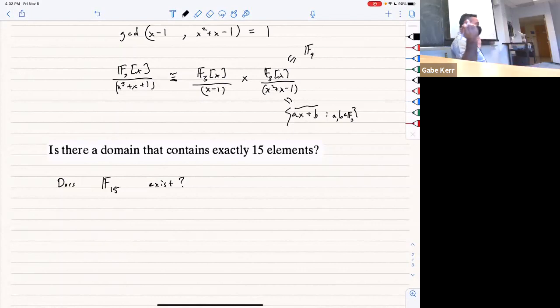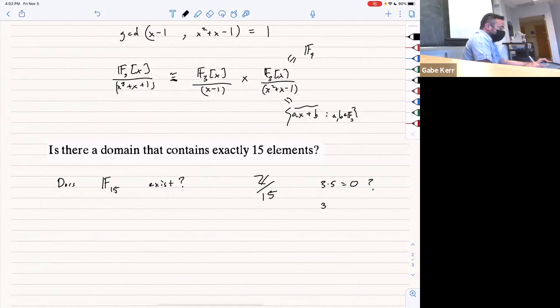Why wouldn't it exist? Some things don't exist as much as we want them to. Some statements can't be proven. That would just be Z mod 15, good question. There's a finite ring with 15 elements. But 3 times 5 equals 0. So if I had an inverse of 3, I would get 5 equals 0, and 5 is not 0. You can have zero divisors. But I just told you there's a field with 9 elements. So there are fields with a number of elements that are not prime.